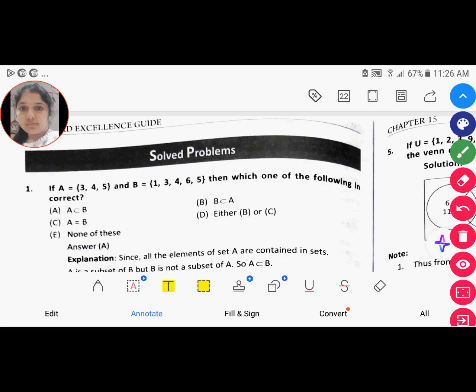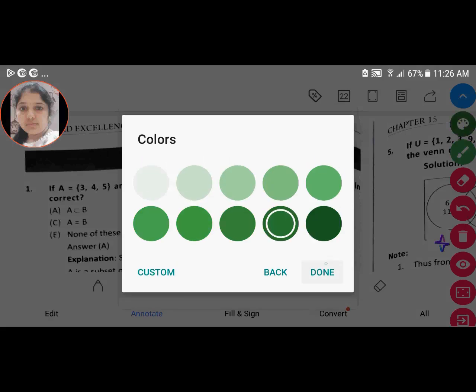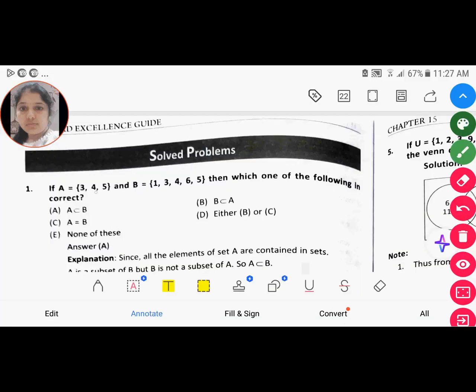Now see, A set contains 3, 4, 5 elements. B set contains the numbers 1, 3, 4, 5, 6. Now which one of the following is correct? A is a subset of B. Now see, every element which is there in A is there in B. So A is a subset of B.